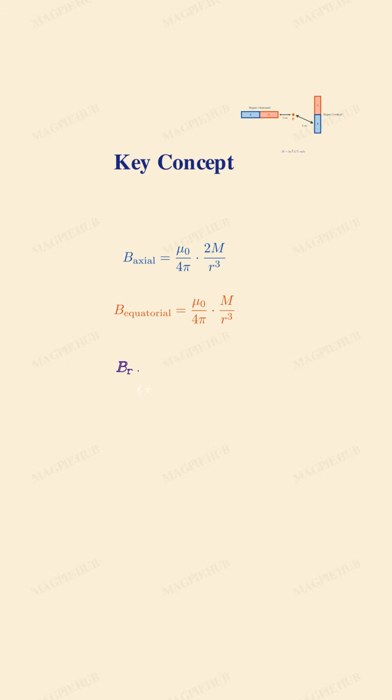On the axial line at distance r, B axial equals mu naught over 4 pi times 2m over r cubed. On the equatorial line, B equatorial equals mu naught over 4 pi times m over r cubed. When two perpendicular fields combine, the net field is the vector sum using Pythagoras theorem.